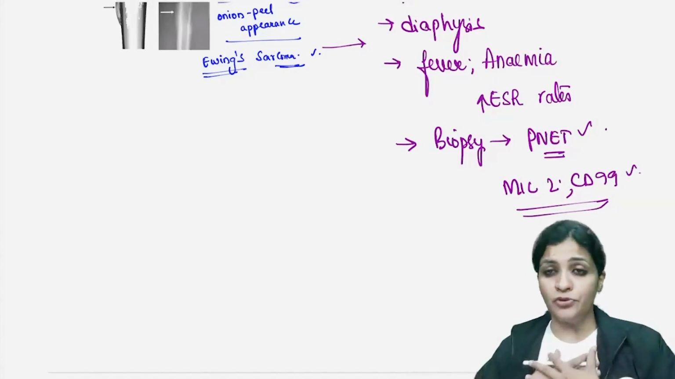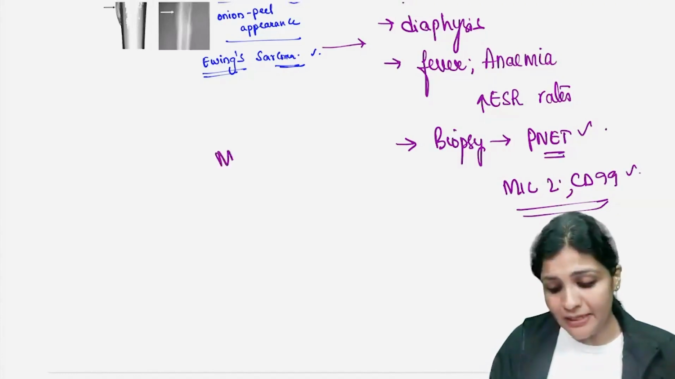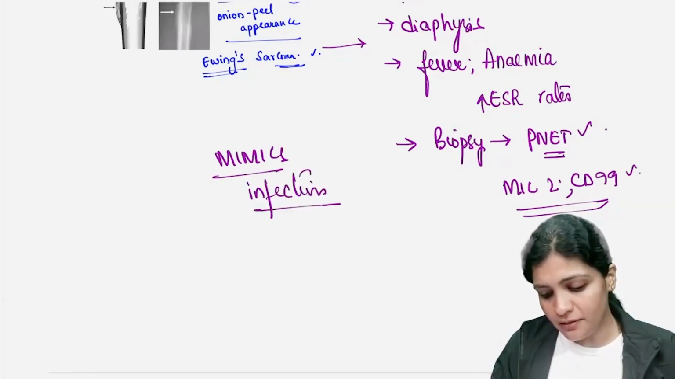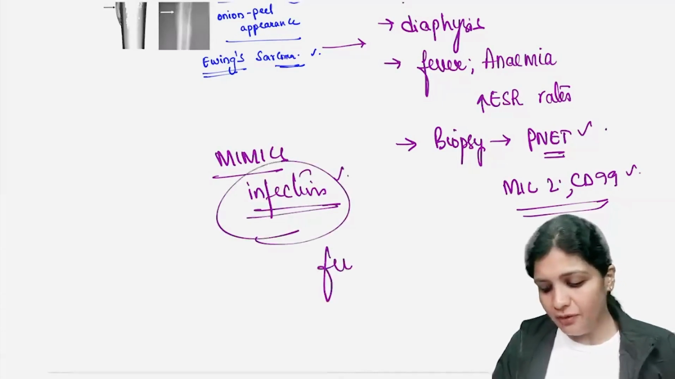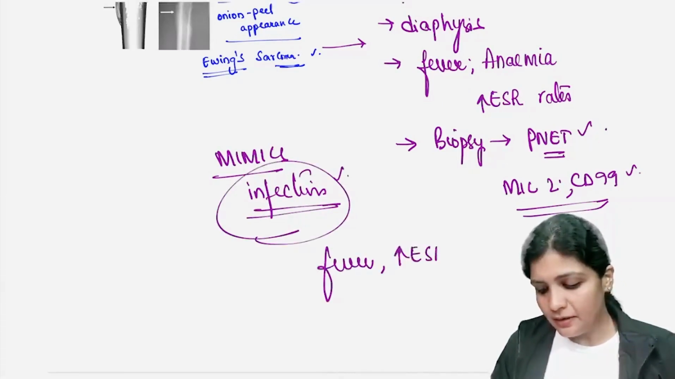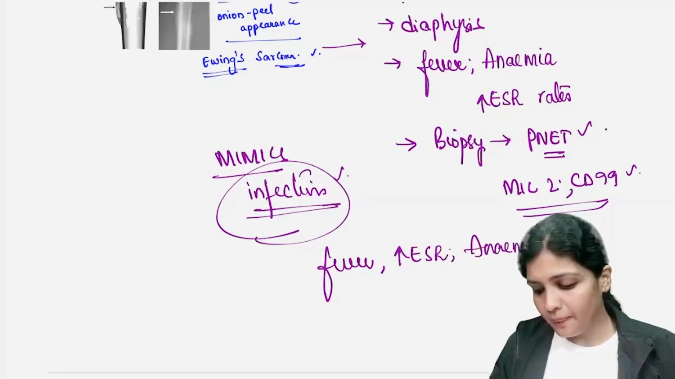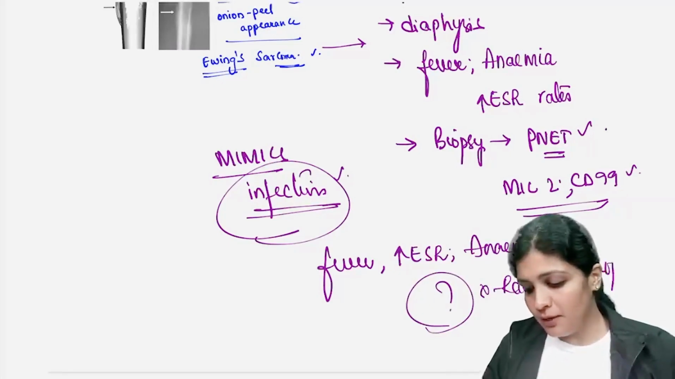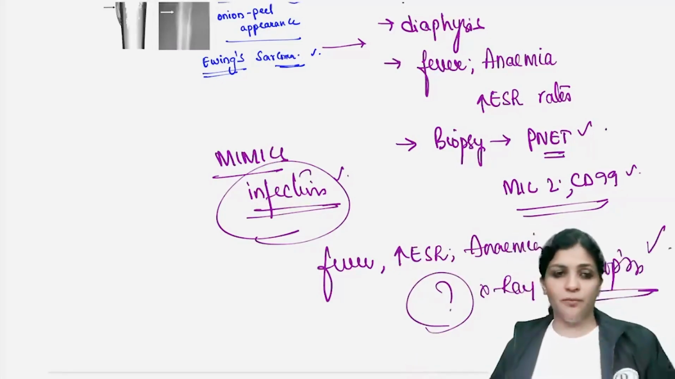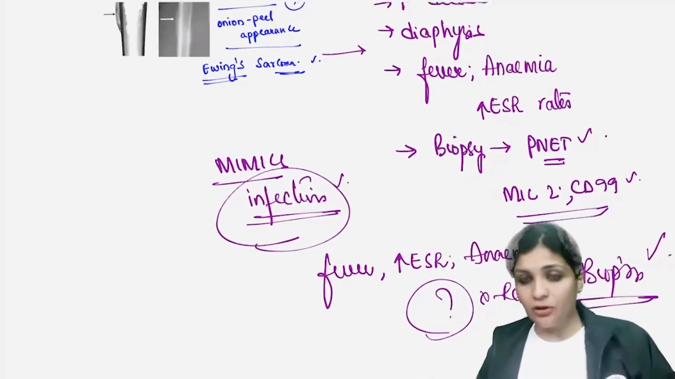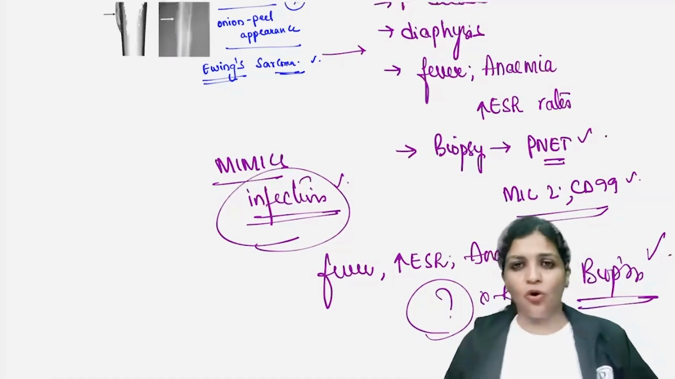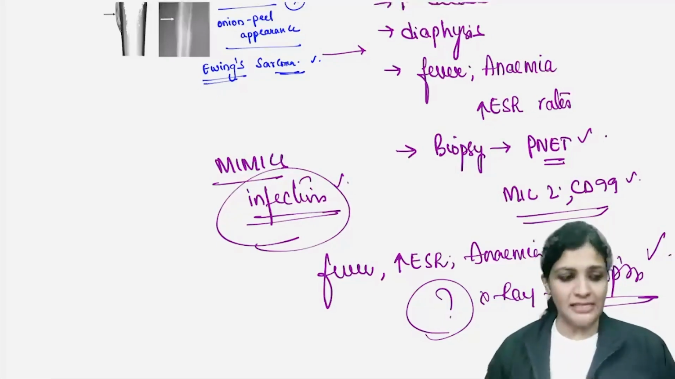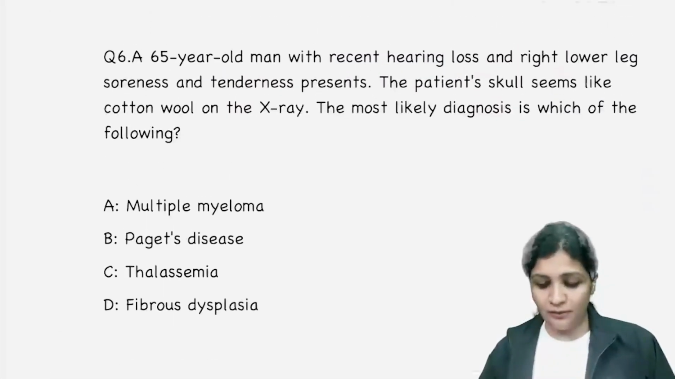But from the orthopedic point of view, please remember this always mimics infection, right? So whenever a patient is having fever, raised ESR with anemia, any doubt on the X-ray, please go for biopsy. Hence, biopsy is the one which confirms. On the biopsy, you see everything in blue color, right? So, all cells in blue color. Round blue cell appearance is in case of your Ewing's sarcoma, right? Moving on to the next one.